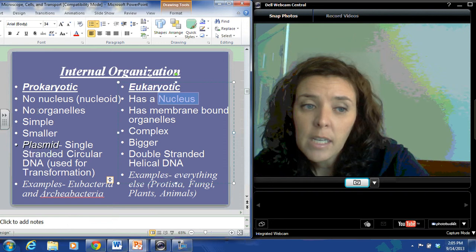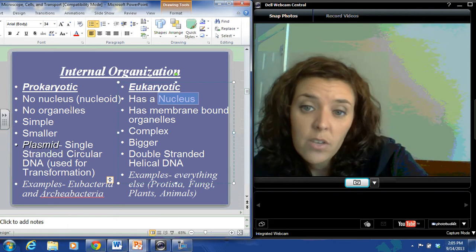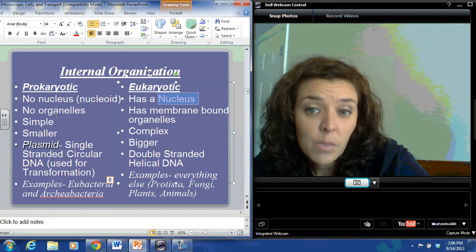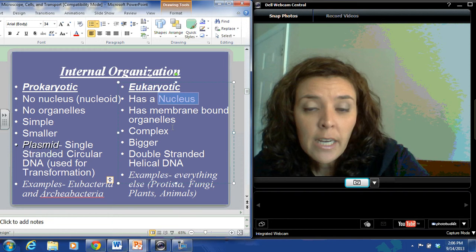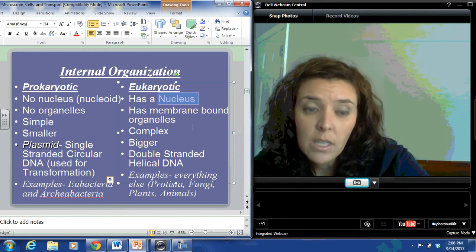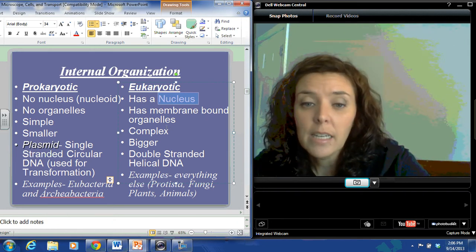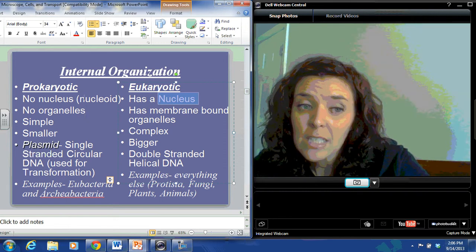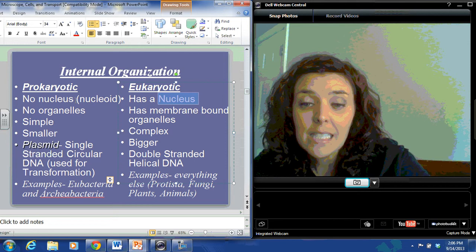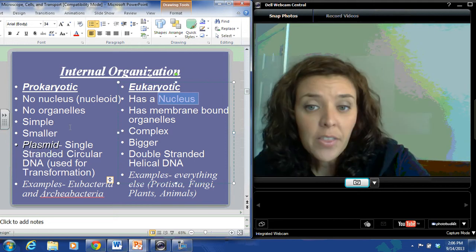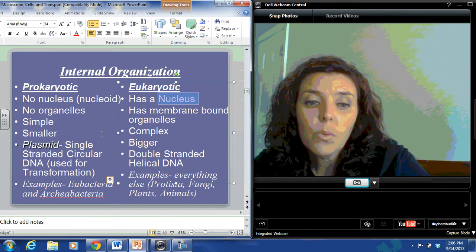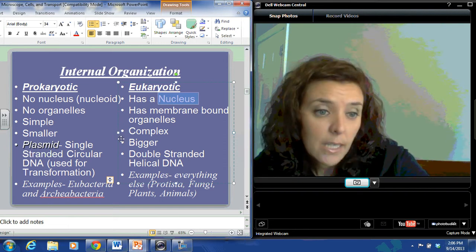Prokaryotic cells, because they do not have a nucleus and they do not have membrane-bound organelles, are very simple cells, and they're very small because they don't have to hold a whole lot. Whereas eukaryotic cells, because they have all those organelles, are bigger and a lot more complex. Okay, and I do want to remind you that even though the prokaryotic cells do not have a nucleus, they still have DNA. And their DNA looks slightly different from ours. They have circular DNA, whereas we have the double-stranded helix.